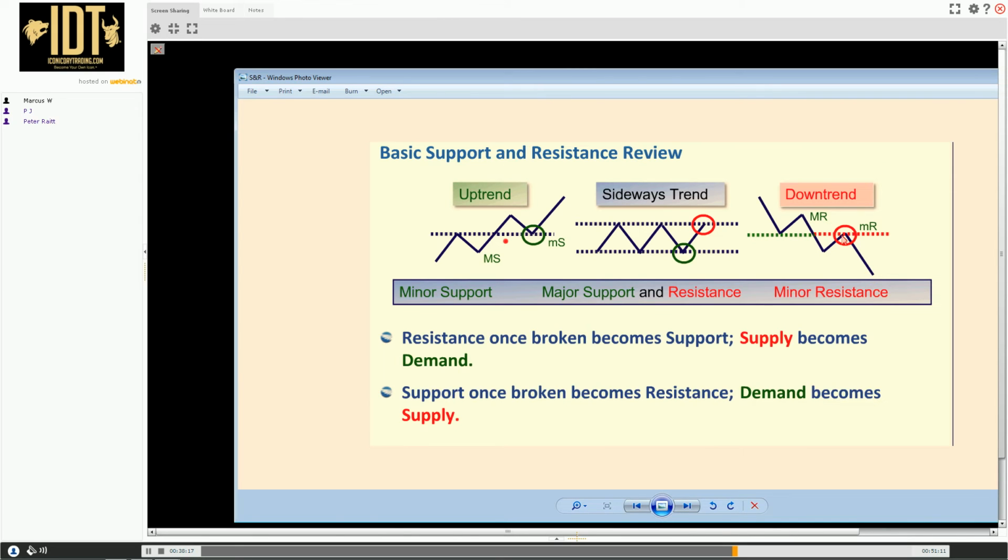And if this happens with volume, then you know it's a real move. If these breakouts happen without volume, it's probably going to be a fake, and it'll come right back down. So again, volume is extremely, extremely important.